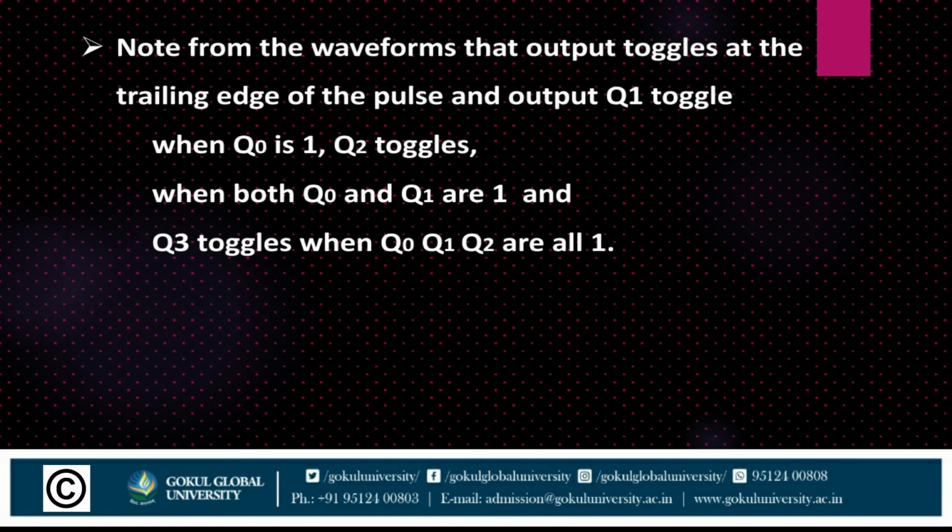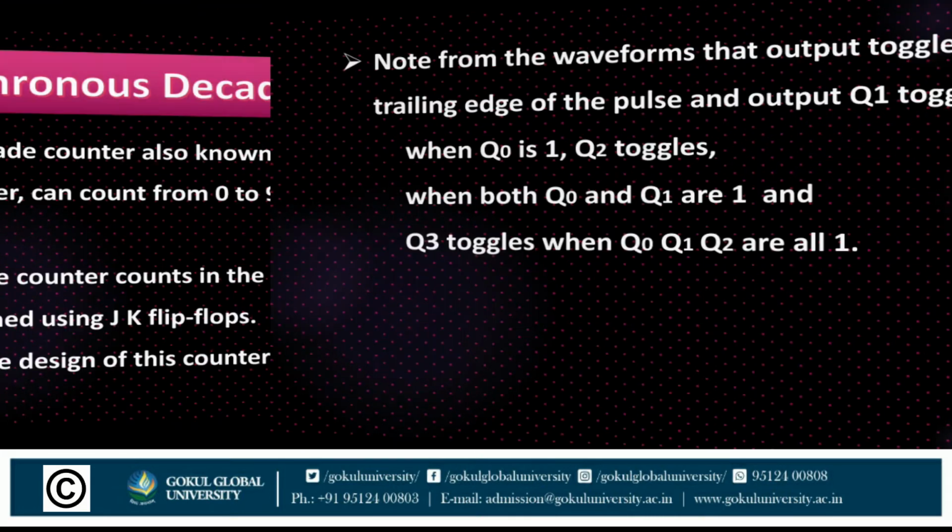Next, note from the waveform that output Q0 toggles at the trailing edge of the pulse, output Q1 toggles when Q0 is 1, Q2 toggles when both Q0 and Q1 are 1, and Q3 toggles when Q0, Q1, Q2 all are 1. Okay?